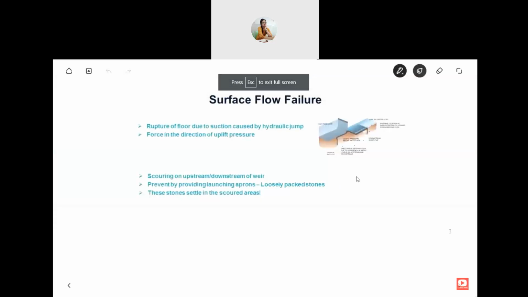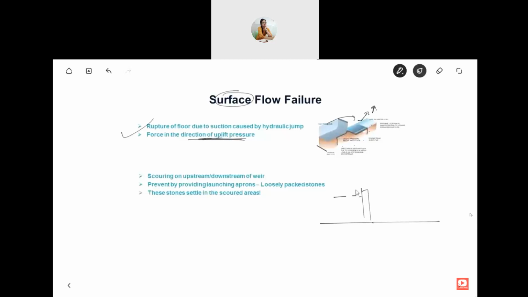The next two things are due to surface flow. One is the rupture of floor due to suction caused by hydraulic jump. When water goes, there is a hydraulic jump. This hydraulic jump acts in the upward direction, in the direction of uplift pressure, so it adds to the uplift pressure. So sufficient floor thickness has to be provided to prevent this. And another is scouring on the upstream or downstream of the weir.